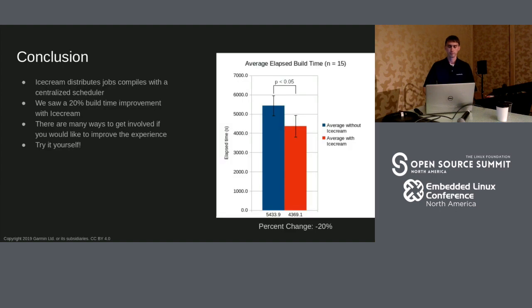In conclusion, I've shown that Icecream is a distributed compiler and how it works. I've shown that you can use Icecream to accelerate your builds, what kind of acceleration you might expect, and how to measure any improvement. I've also shown you ways to contribute to the ongoing development of Icecream and Open Embedded. Additionally, I encourage you to try it for yourself. I think it would be really interesting if people would go try this on their own clusters and see what kind of performance improvements you can get.